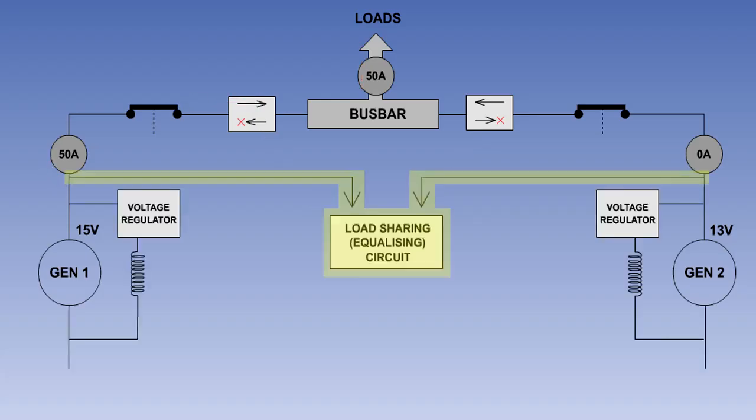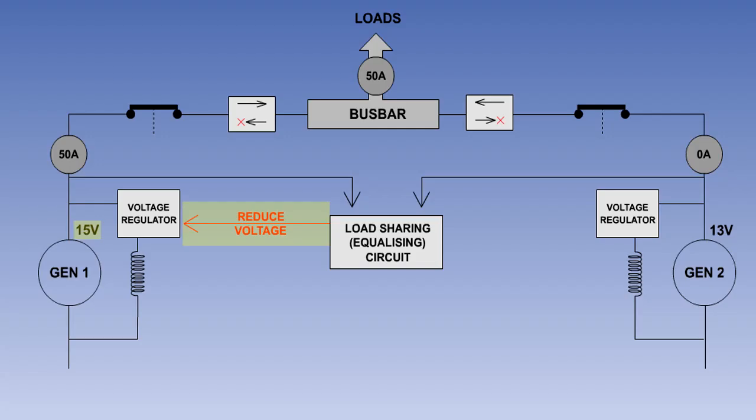The load-sharing or equalizing circuit monitors the output voltage of each generator. If there is a difference between the generator output voltages, the load-sharing circuit will send a signal to the voltage regulator of the high-voltage generator to reduce its field current and thus its output voltage, and a signal to the voltage regulator of the low-voltage generator to increase its field current and output voltage. The two voltages will come together, and the load-sharing circuit will then keep them equal.